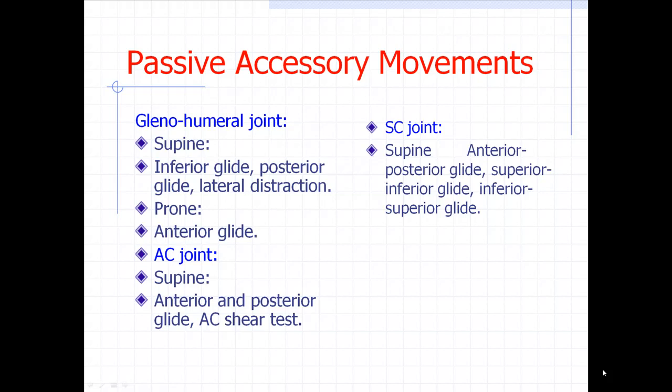There are a number of passive accessory movements that the clinician would want to assess around the different joints. The glenohumeral joint is important to assess, in particular, inferior glide of the humeral head relative to the glenoid fossa, posterior glide, and lateral distraction. It's also important to assess anterior glide. At the acromioclavicular joint, anterior and posterior glides are important, and shearing of the acromioclavicular joint. And at the sternoclavicular joint, anterior and posterior glides, superior and inferior glides.